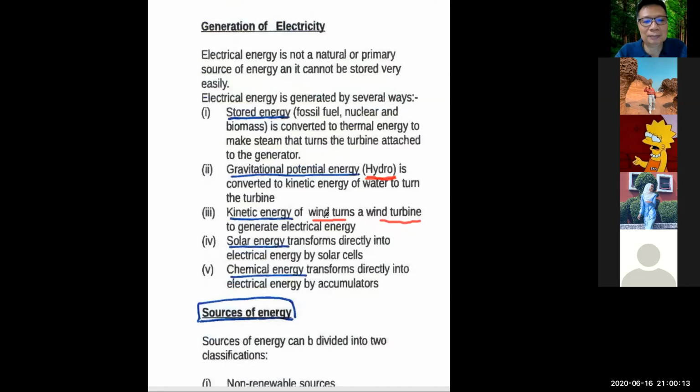Okay, number 4, solar energy. Energy comes from the sun. It uses the sun to generate electricity. For now in Malaysia, we use the sun's energy to boil water only.